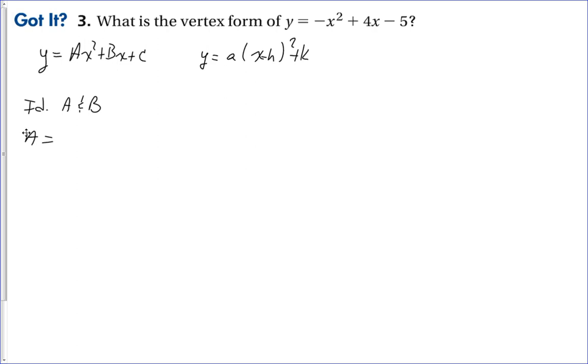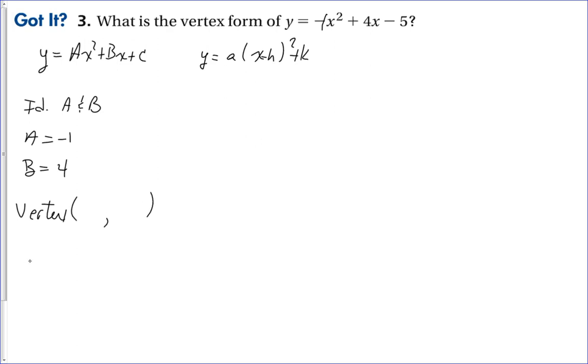So a equals, we have negative x squared. Well, there's no number here. Well, remember, when there's no number in front of a variable, there's an understood 1. So a is negative 1, and then b is simply 4. So now, next thing we need to do is find our vertex.